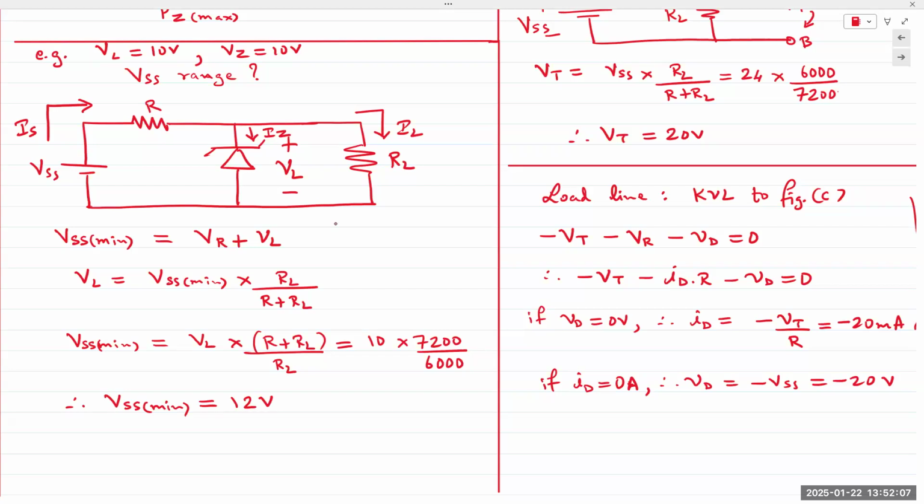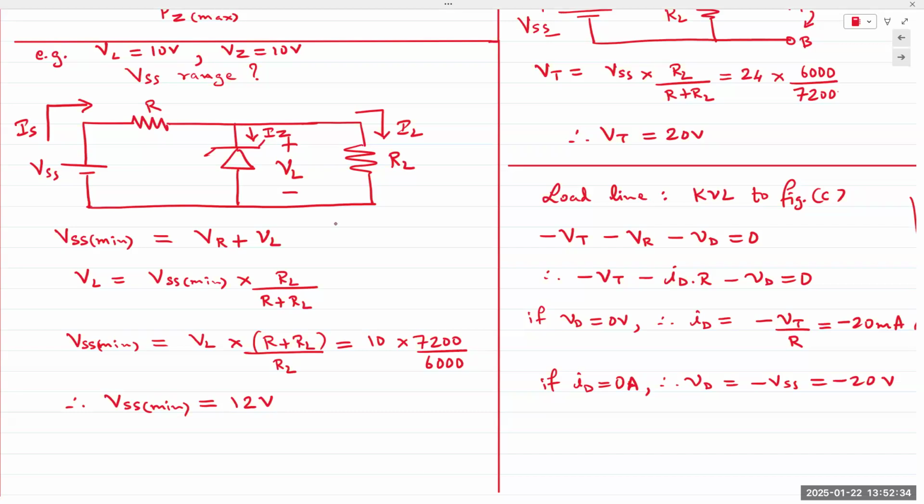If the supply voltage falls below 12 volts, the voltage being applied to the Zener is less than 10. It would not turn on. And that's why values for R and RL are critical. If R value is large, then VL is going to be smaller than 10. That's why we need a minimum value of that voltage.